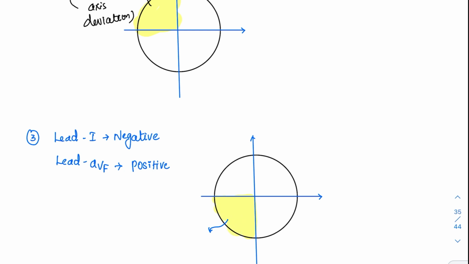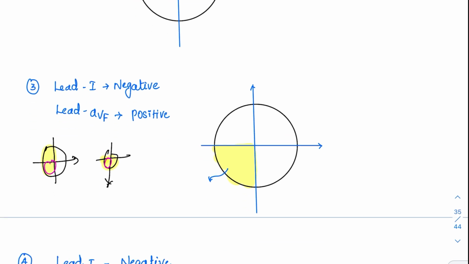Let's do it simply one more time, so that it becomes easier. So this is lead 1. Lead 1, we said, is negative. So which area will be shaded? This area will be shaded. And lead AVF is positive. So which area should be shaded? The one below should be shaded. What is the common region? The common region is here, as you can see from the diagram. So what is this axis deviation? It is our right axis deviation.